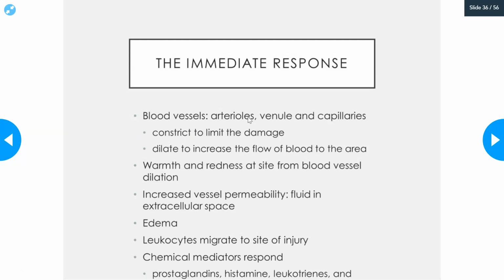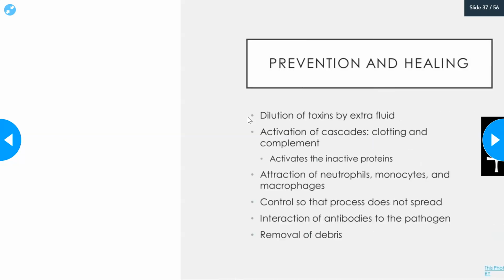And then you will have an increased vessel permeability in those blood vessels, allowing them to leak fluid into the extracellular space. Of course, that gives you the edema. But it also allows the white cells to leave the blood vessels more easily and get to the site of injury. Then chemical mediators are also released, and those are going to be prostaglandins, histamines, leukotrienes, and other chemicals.